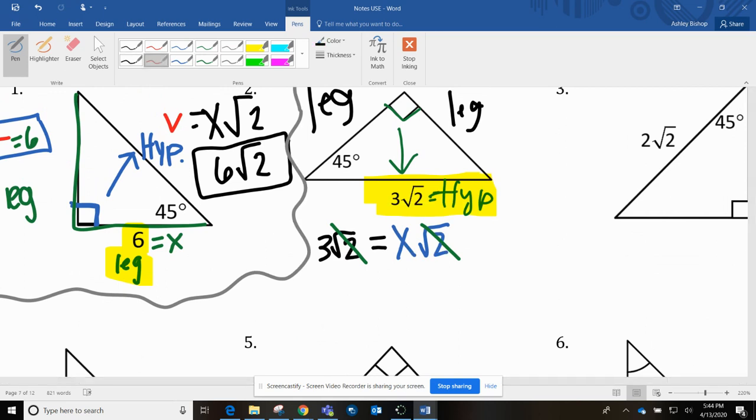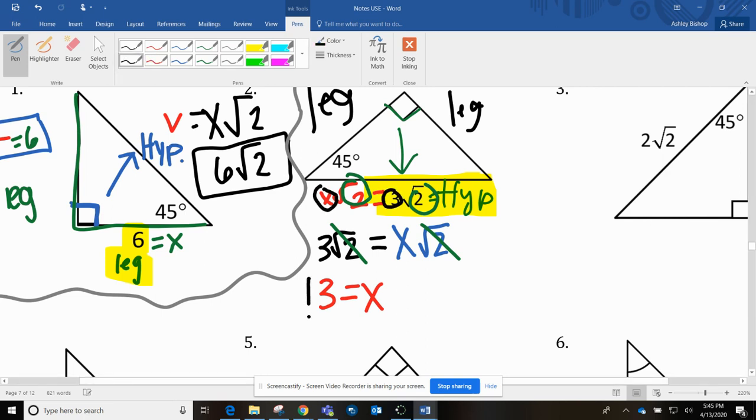What's left over is 3 is equal to x. So we're just going to line that up. If I have 3 root 2 is equal to x times the square root of 2, the square roots of 2 match each other. Then match what's outside with each other. X matches 3, or 3 is equal to x, and you can do it that way.